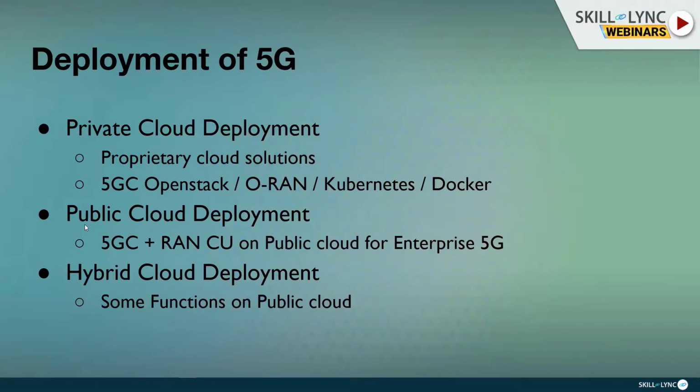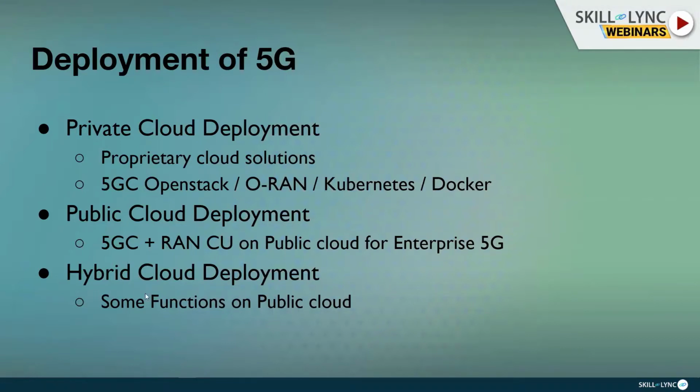You can also deploy 5G on public cloud, which is a use case for enterprises. Like you have a factory, and you need to automate your appliances in the factory. You can just use AWS or Azure to deploy the cloud over there. And you can deploy the RAN CU functionality over the cloud as well. And you can automate your equipment using 5G.